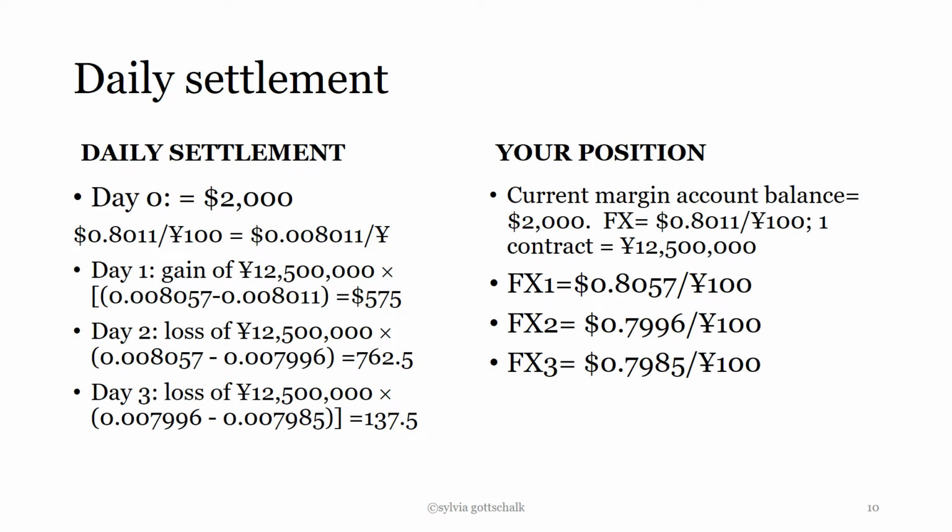Third day, what do you see? Well, the exchange rate has gone down again from 0.7996 per 100 yen to 0.7985 per 100 yens. So because you're a long trader, you are making a loss again, and the loss is the size of the contract times the difference in exchange rates, which gives you $137.5.